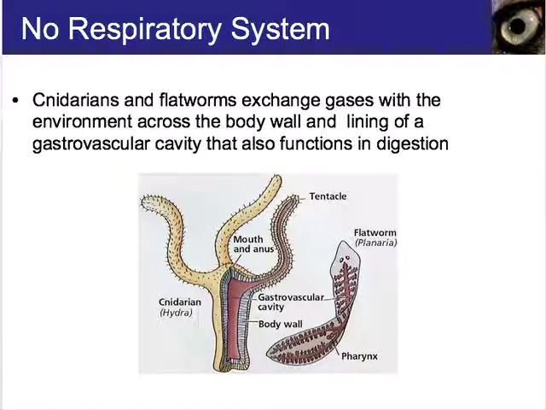This is an example of organisms that do not have a respiratory system. This is a cnidarian, and this is a flatworm, and both these organisms exchange gases with the environment across the body wall and lining of the gastrovascular cavity that also functions in digestion. So what does that mean? That means that literally oxygen is going to diffuse into the bodies of these organisms across their skin or their outermost cells, and CO2 is going to diffuse across the bodies back out into the water. There's no gills, there's no lungs.